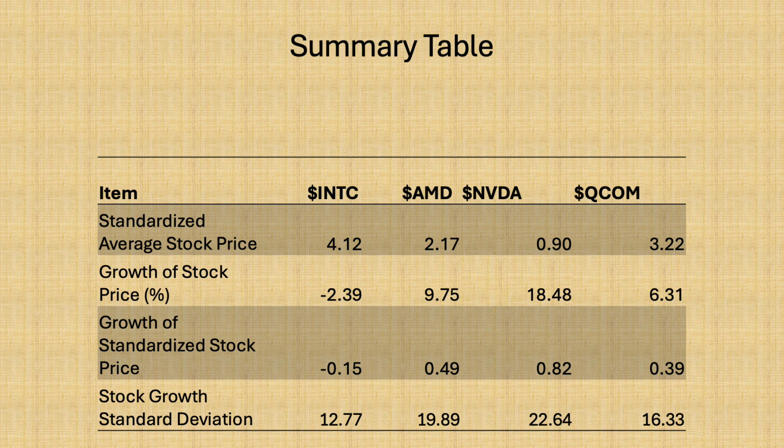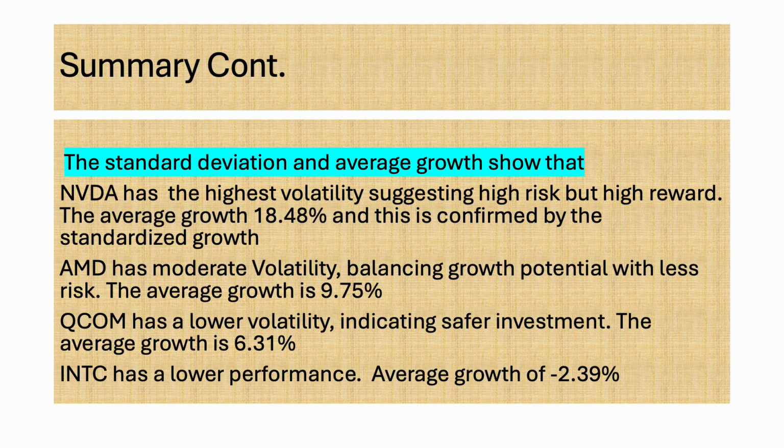And then the other one is the standard deviation. NVIDIA's standard deviation is the highest, followed by AMD, and Qualcomm is third, and Intel is the least. Okay? So what can we say looking at the table and the graphs? It says that NVIDIA has the highest volatility based on the standard deviations. That is what we can infer, suggesting high risk but high reward. The average growth for NVIDIA is 18.48%, and the standardized growth also confirmed the same thing.